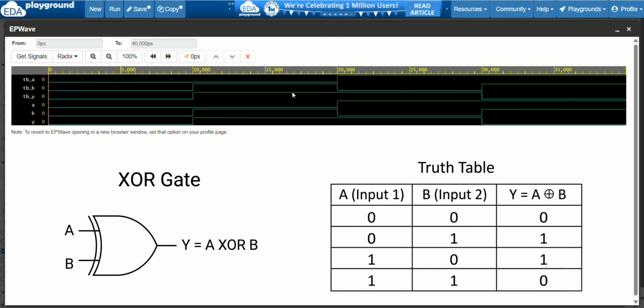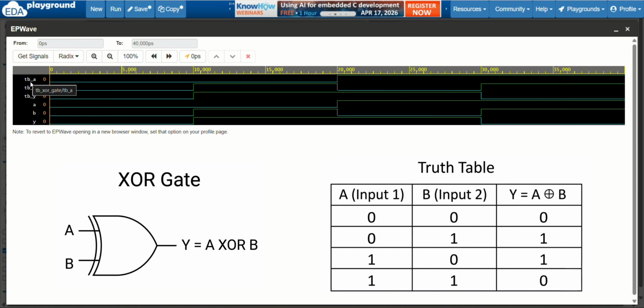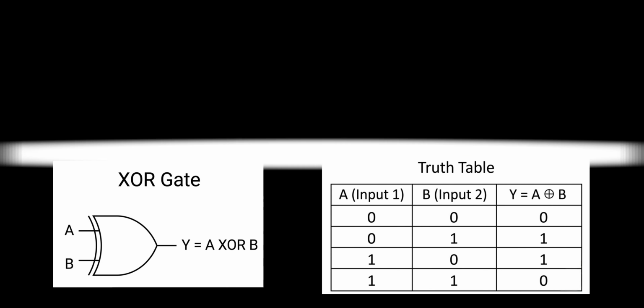Now again for the XOR gate, for 0 0 the output is 0. XOR gate means exclusive OR, right? For 0 0 the output is 0. Now for 0 1 the output must be 1. Let's see. So for 0 1 the output is 1, in the test bench and in the design part also, it is correct. For 1 0 the output must be 1. See, 1 0 output is 1 in both. Then for 1 1 the output must be 0. See, for 1 1 the output is 0 in both. So this is the XOR gate, and the XOR gate is fully correct.